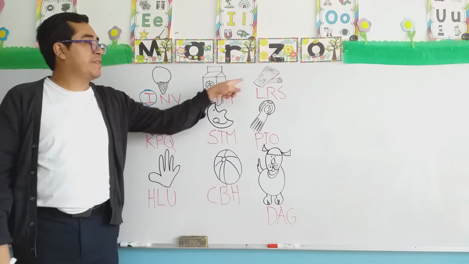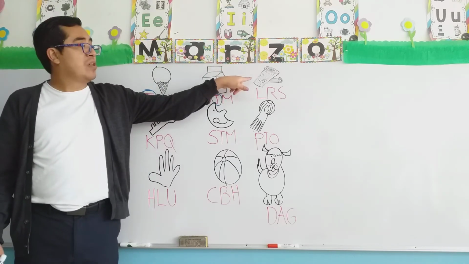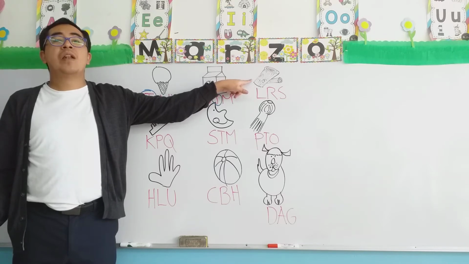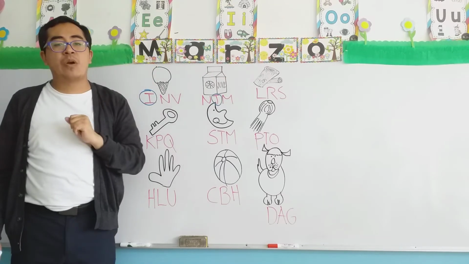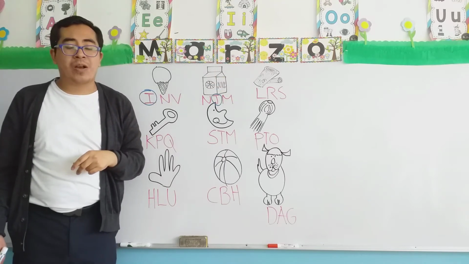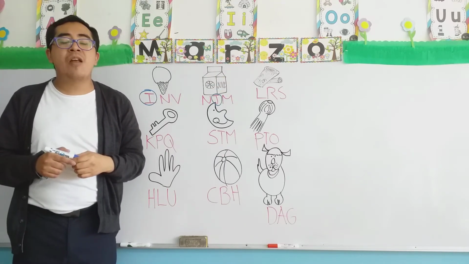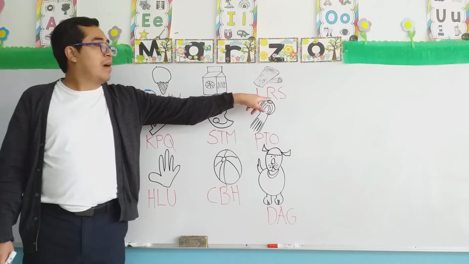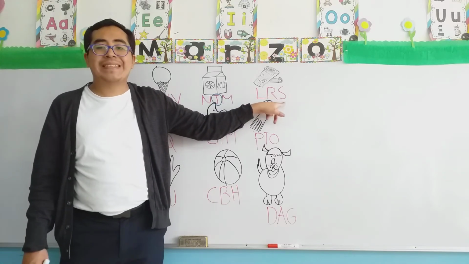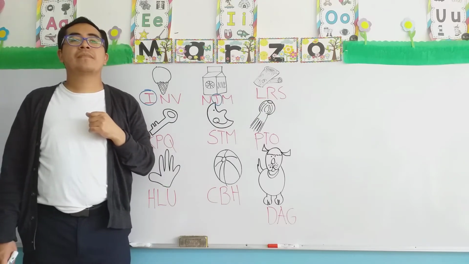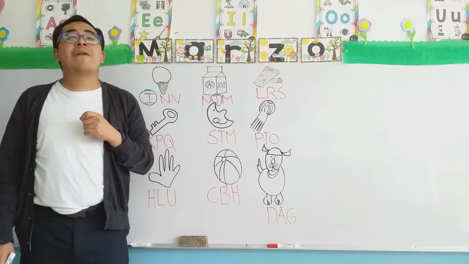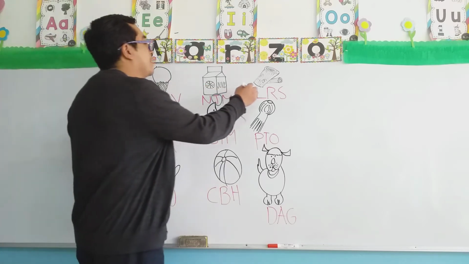Let's continue with the third object of the first row. So this right here, a part of the tree, in English we know it as log, in Spanish tronco. So for the log, listen to the sound of it, log. What letter do we use? L, R, or S? L of log. Very good.